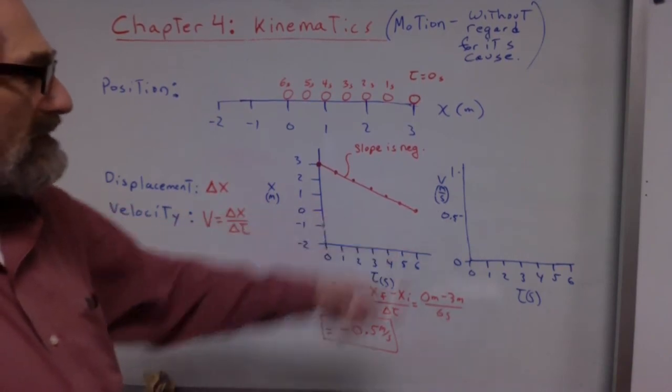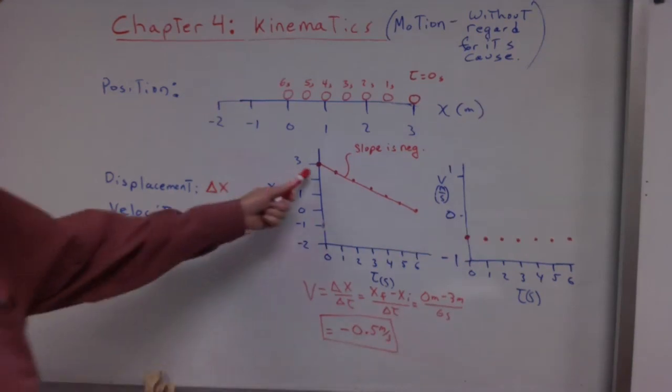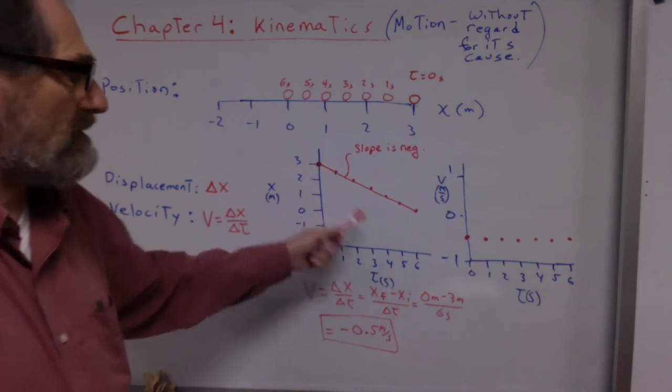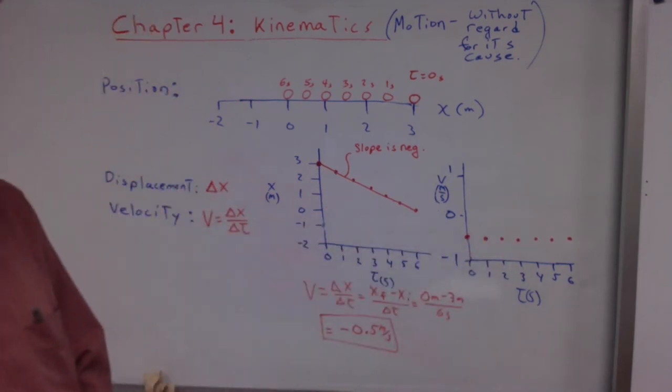Now, where do we put it on this graph? We have a problem, don't we? We have to change the way it's numbered. Now we have to account for negative velocities. At every second along this line, we have the same slope. It's all negative. Every second, we have negative 0.5 meters per second.